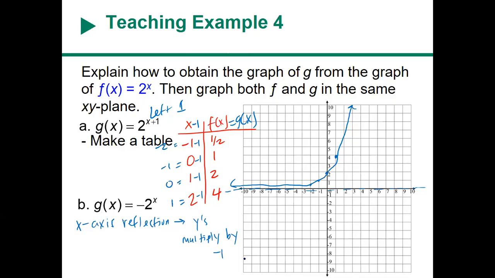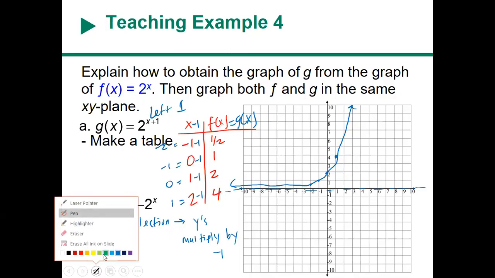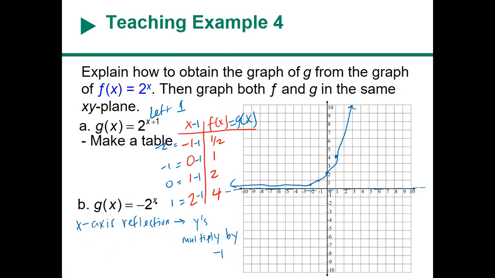So every y value of the parent function is being multiplied by negative 1. So when I would graph this g of x, I'm going to do it in a different color. This time, my x's are staying the same. So I'm still going to have -1, 0, 1, 2. But my y's are what's changing. My y's are each being multiplied by -1. So it's going to become -1/2, -1, -2, -4.